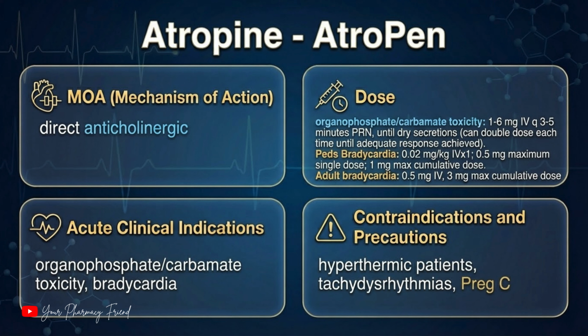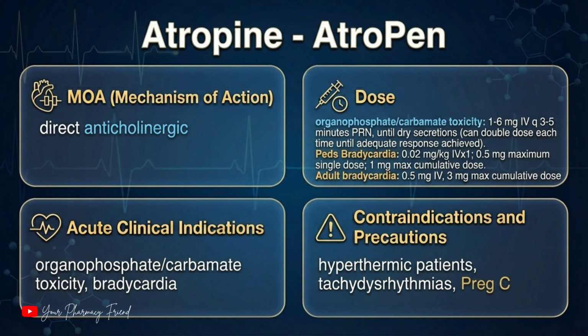Now let's review the acute clinical indications. Atropine is commonly used in the treatment of organophosphate and carbamate poisoning, where it helps reverse life-threatening cholinergic toxicity by reducing excessive secretions and improving heart rate. It is also used in the treatment of symptomatic bradycardia, particularly when low heart rate is causing hemodynamic instability.